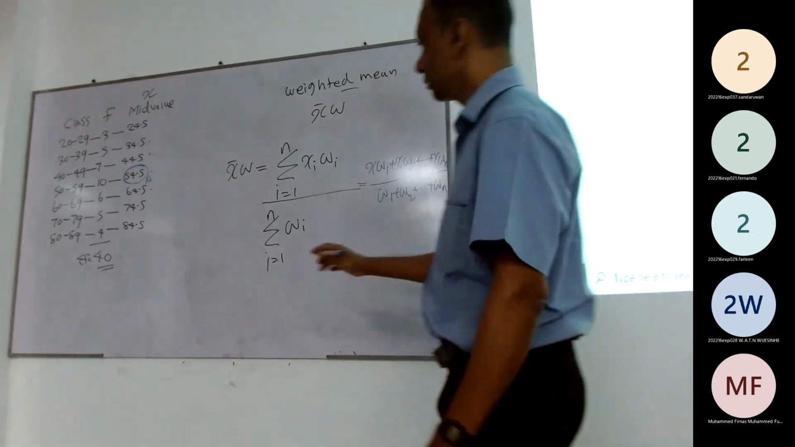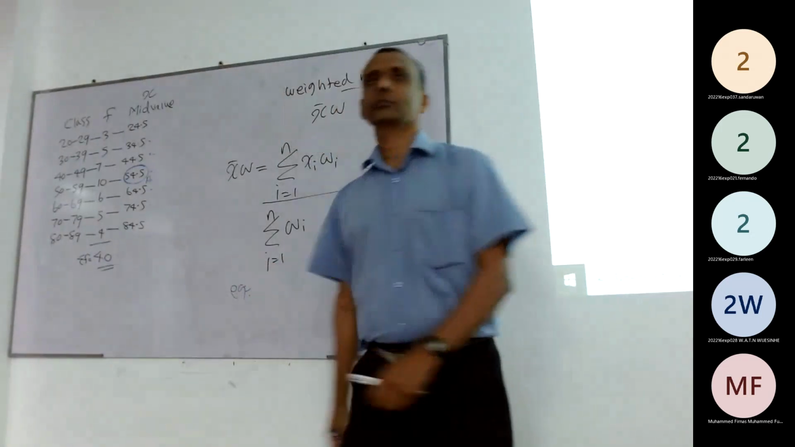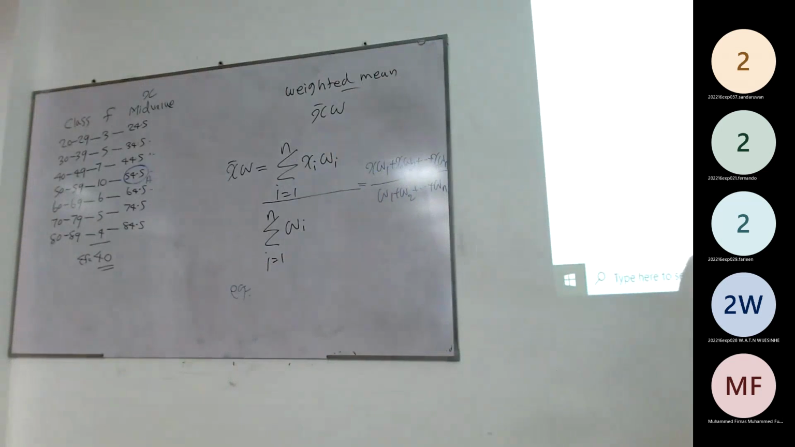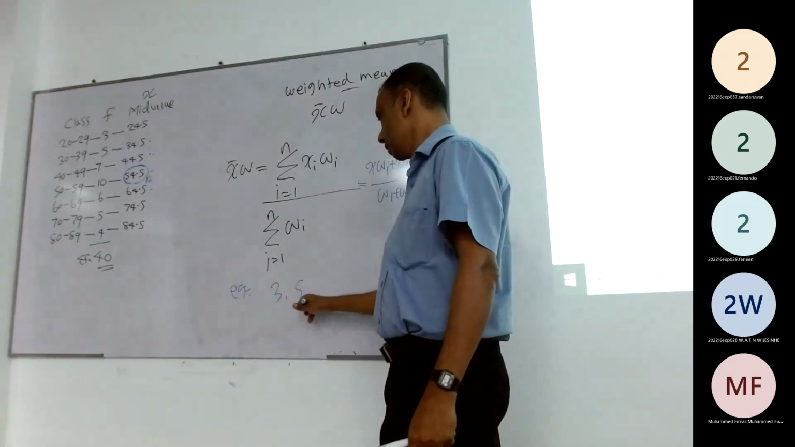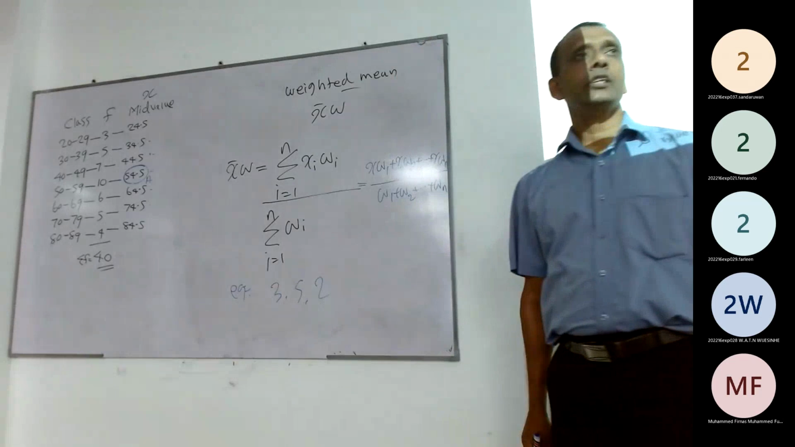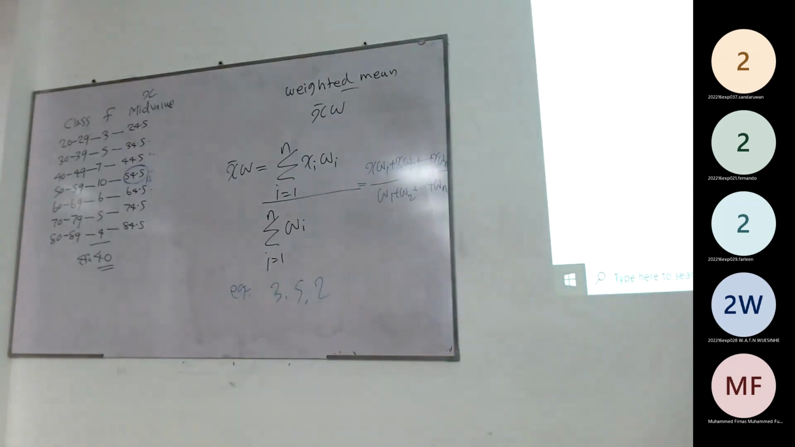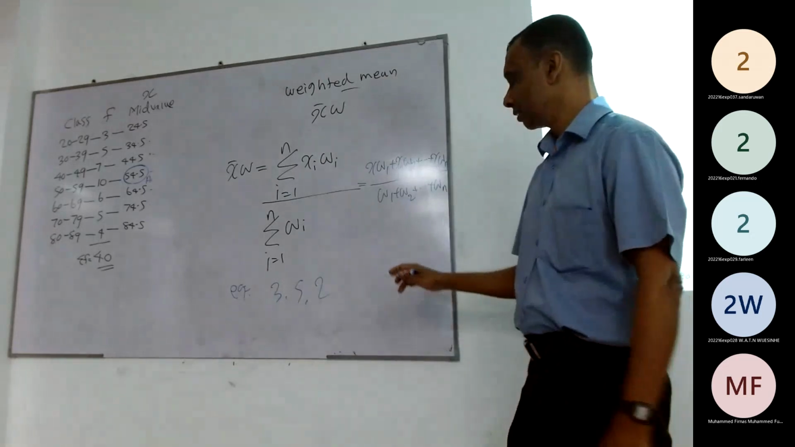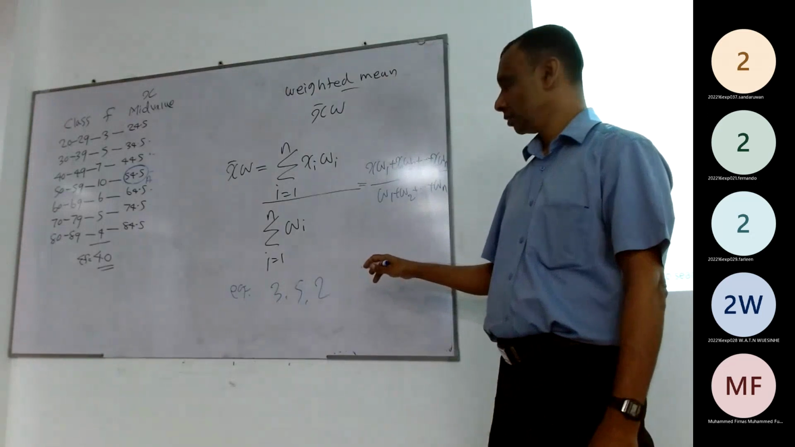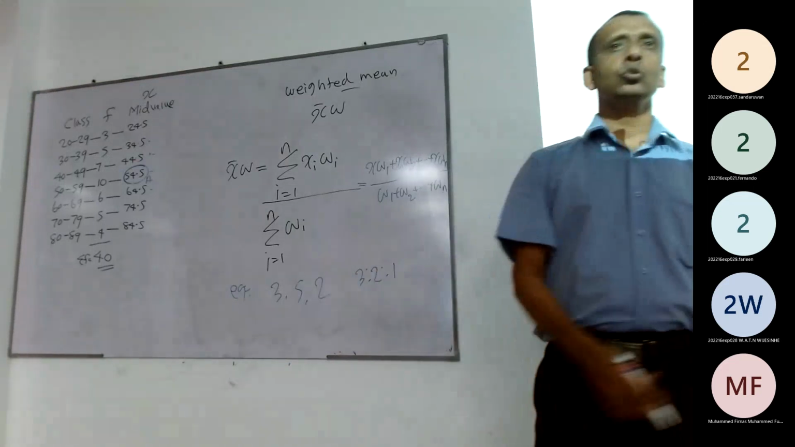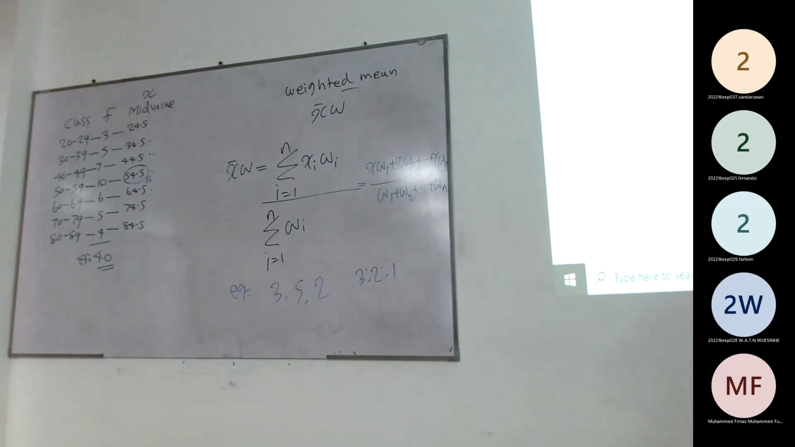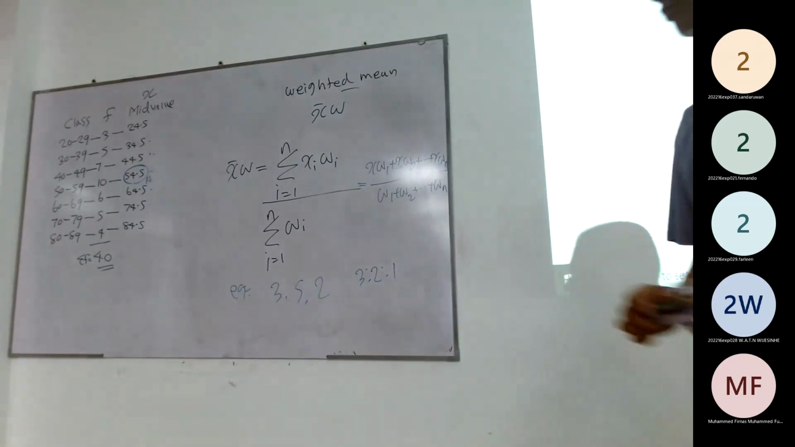Example. Calculate the weighted mean of 3, 5, and 2, assigning weights 3, 2, and 1 respectively.